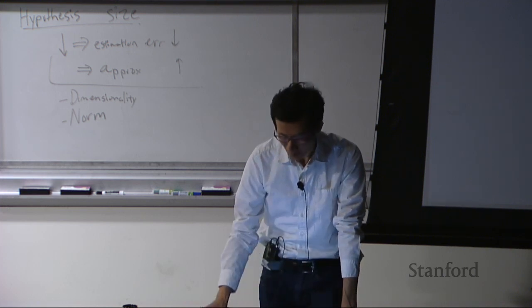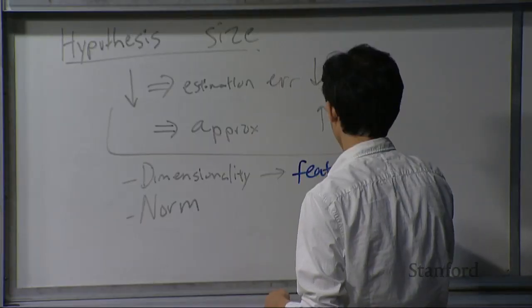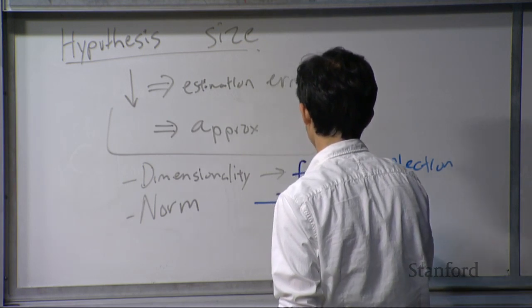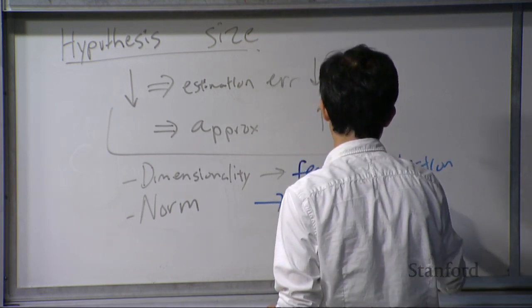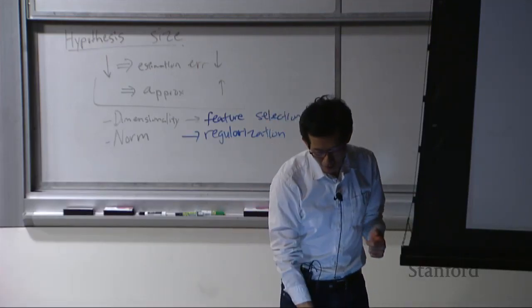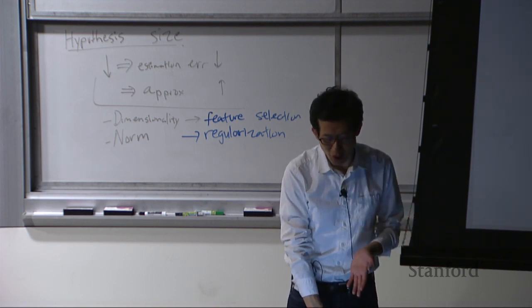Okay, so how do you control the norm? One way to do it is through regularization. So let's write this down here. For dimensionality, what you can do is basically feature selection. And here, if you want to control the norm, you use regularization. And regularization, all it means is adding a particular term into your objective function. And now you have what is called a regularized objective.